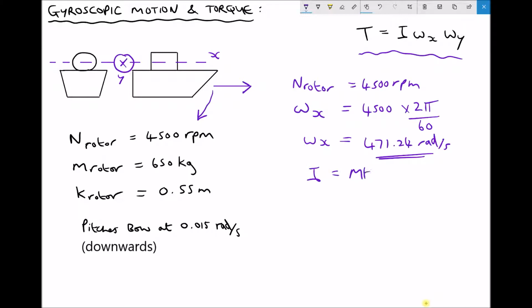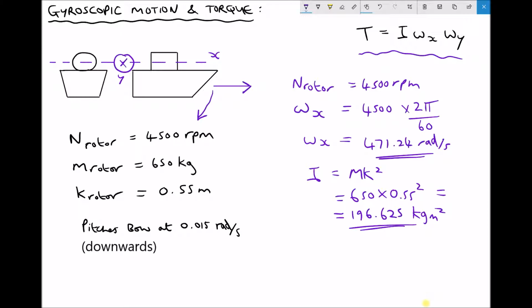Again, we've seen this formula previously. When we have an effective mass and a radius of gyration, the moment of inertia is just mk squared. Therefore, plugging in our numbers, we have 650 times 0.55 squared, which equals 196.625 kilogram metre squared.